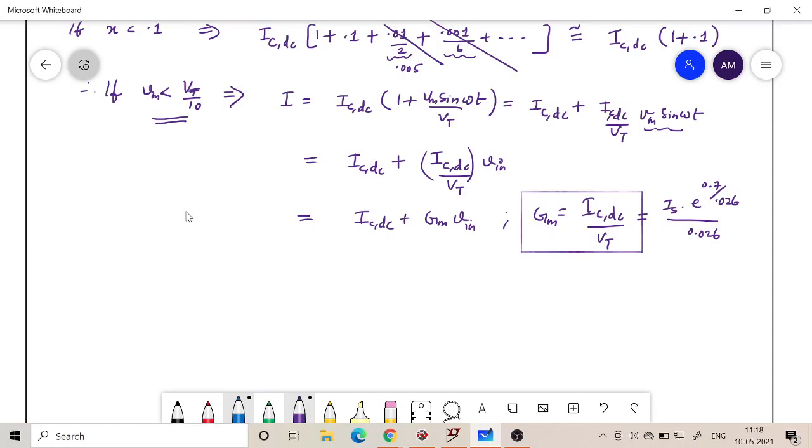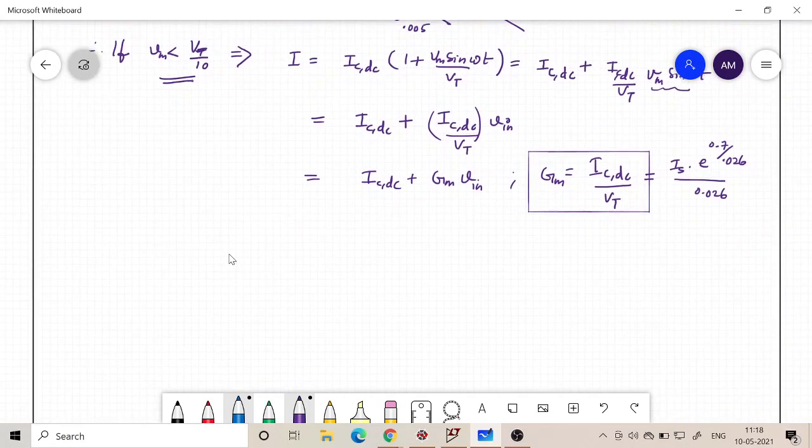Yes, sir. Okay. So my DC collector current IC is basically given by Is into e raised to whatever is the DC voltage divided by 0.026. Another way we can look at it is basically this.